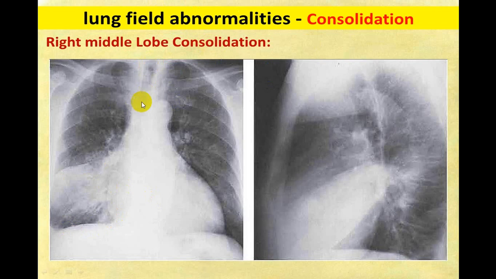And trachea is a little towards this side. So this is because of the presence of an air bronchogram. This is more in favor of a consolidation. In a collapse, there will be shift of trachea to the right side, and air bronchogram is very rarely seen. So this is right middle lobe consolidation.